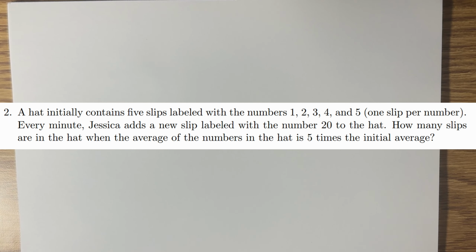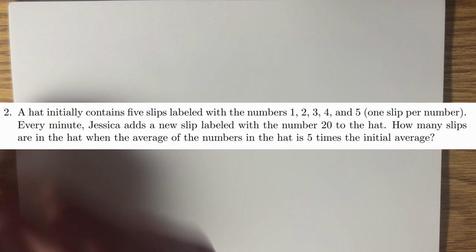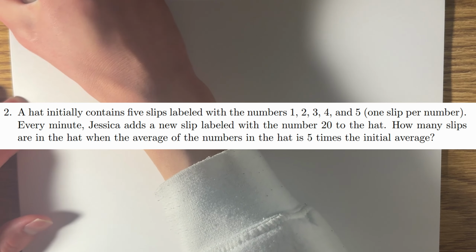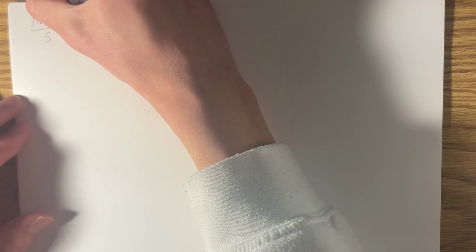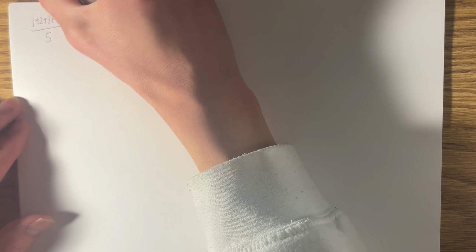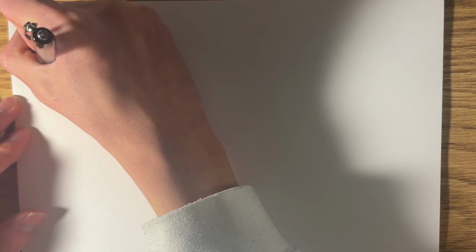Now we do problem number 2. The first thing we should do is to find the initial average. We sum up all the numbers and divide by the total number of slips, and that equals 15 over 5, which is 3, right? So we want the new average to be 3 times 5, or 15.